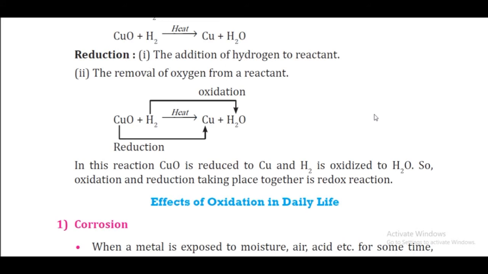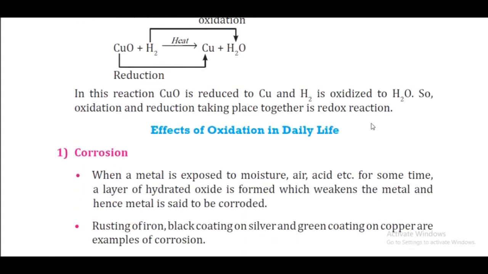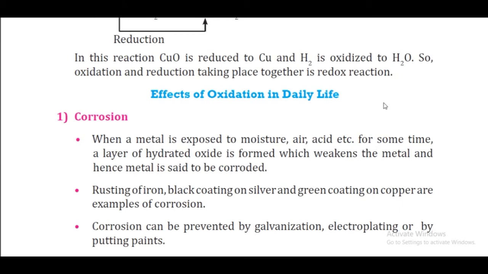This you should understand. In this reaction, copper oxide is reduced to copper and hydrogen is oxidized to water. So oxidation and reduction take place together, and this is called a redox reaction. So again I am repeating, the reaction in which both reduction and oxidation take place side by side is called a redox reaction. Clear? So now we proceed to the effects of oxidation in daily life, that is, how the process of oxidation affects our daily life.